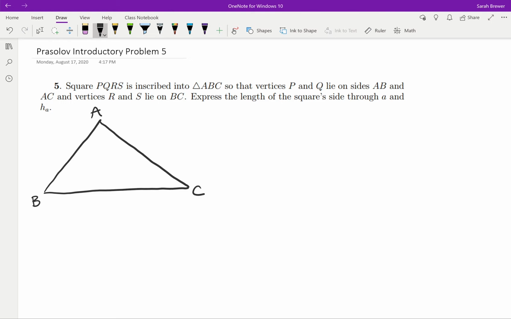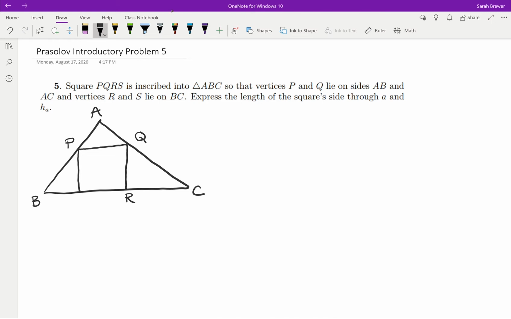And we have a square PQRS inscribed in this triangle in such a way that vertices P and Q lie on sides AB and AC, and vertices R and S lie on BC.